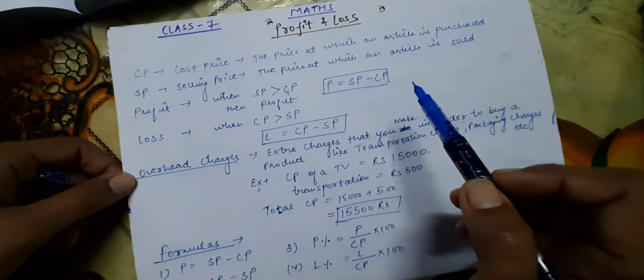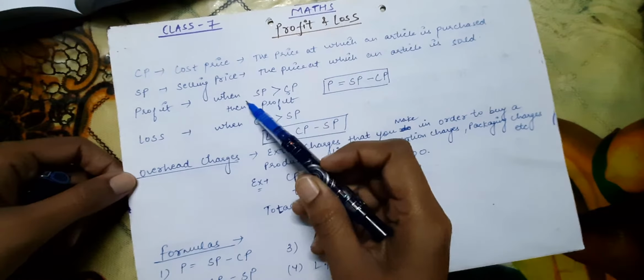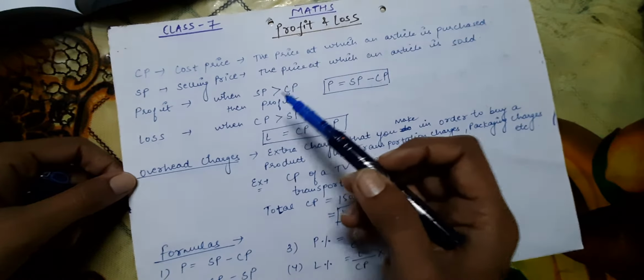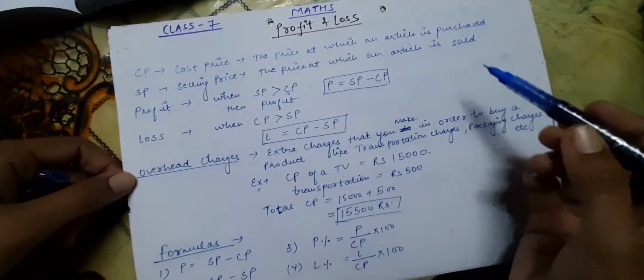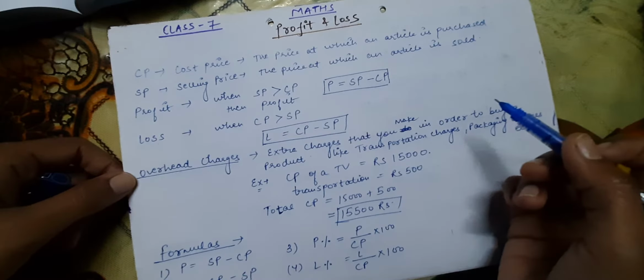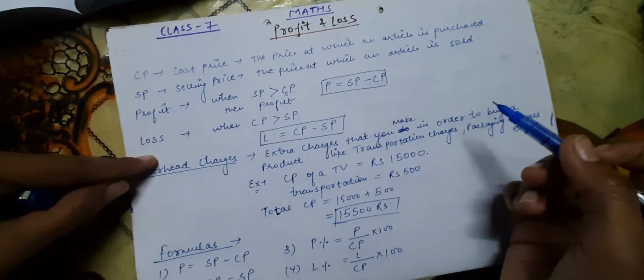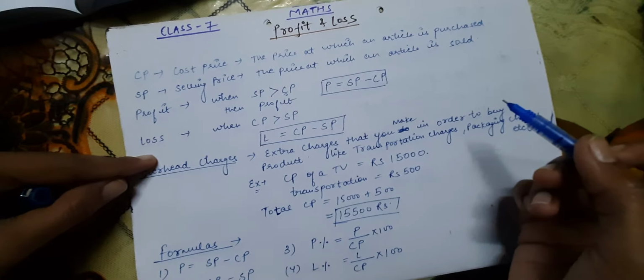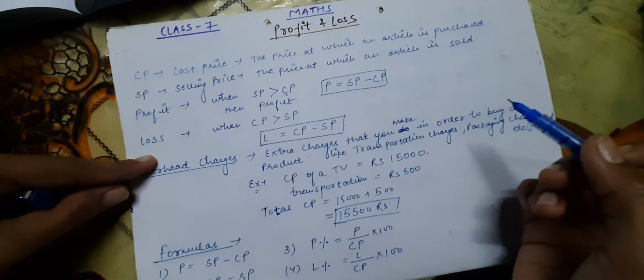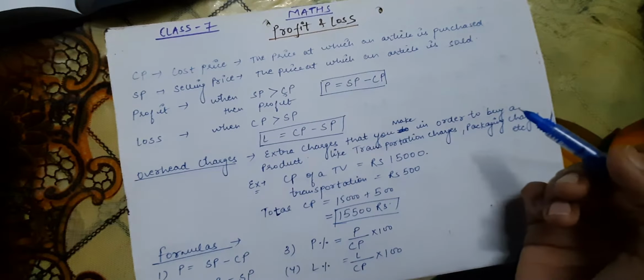Now we'll talk about the term profit. We'll have profit on any item when its selling price is greater than its cost price. And we will have loss when the cost price of the article is greater than its selling price. Then we will have loss on the item.